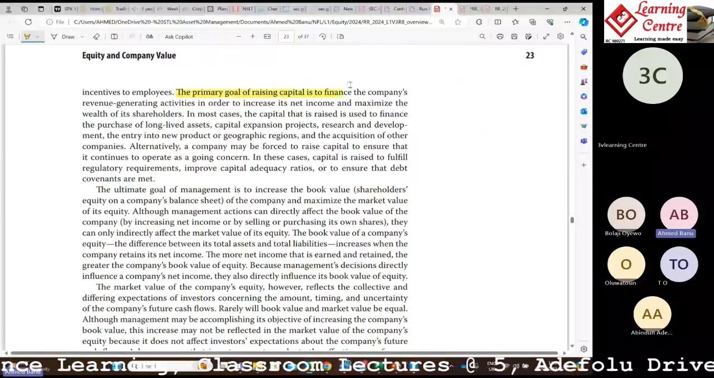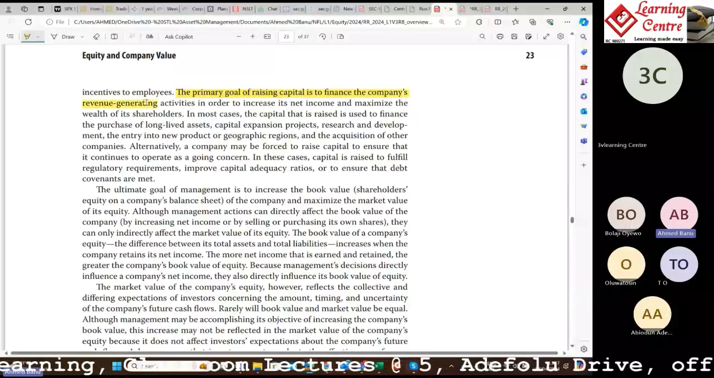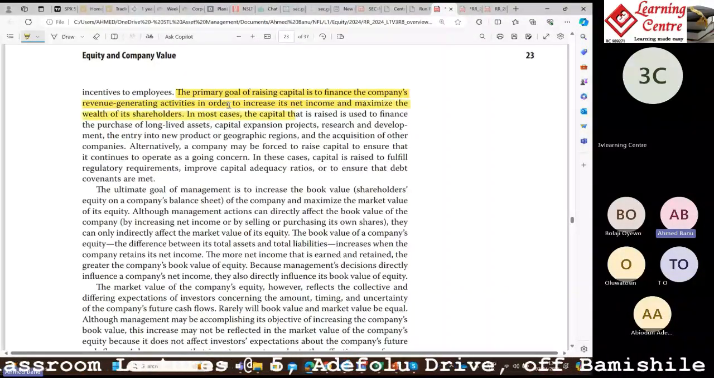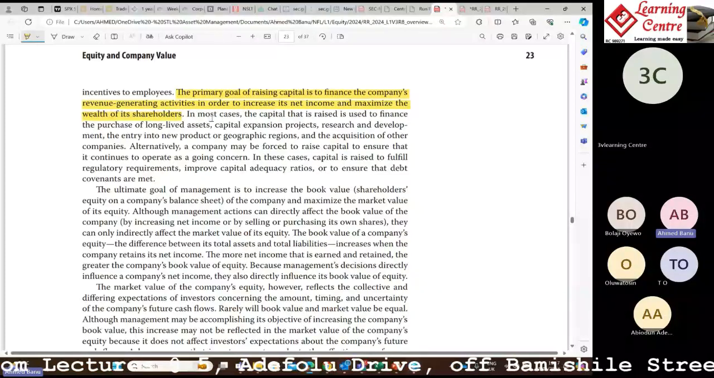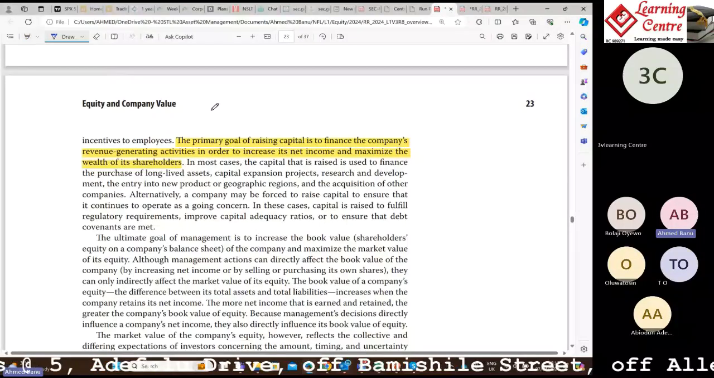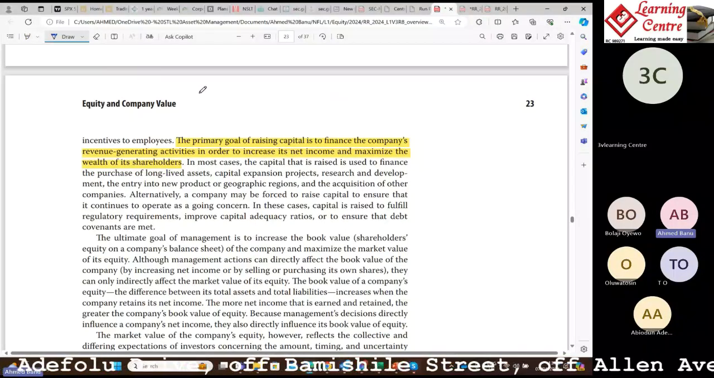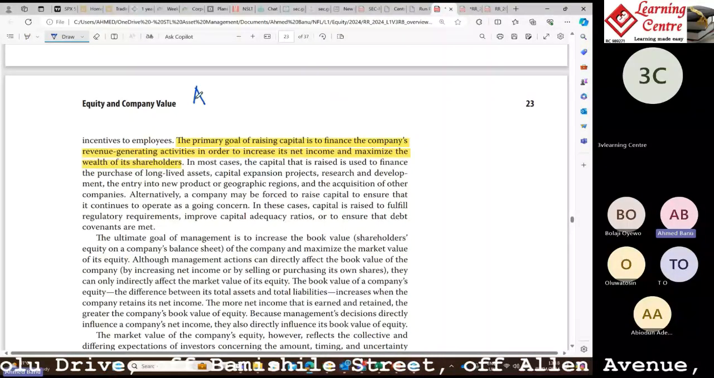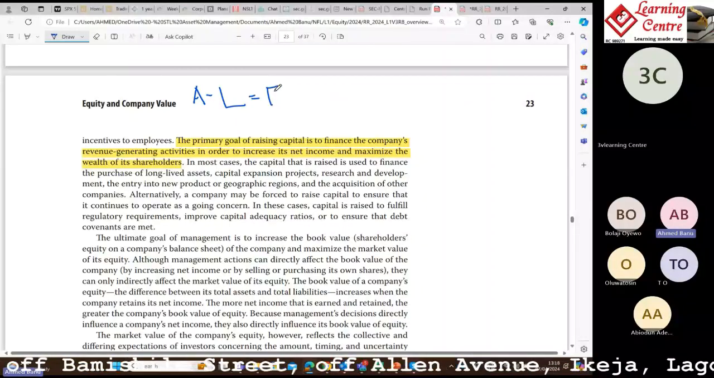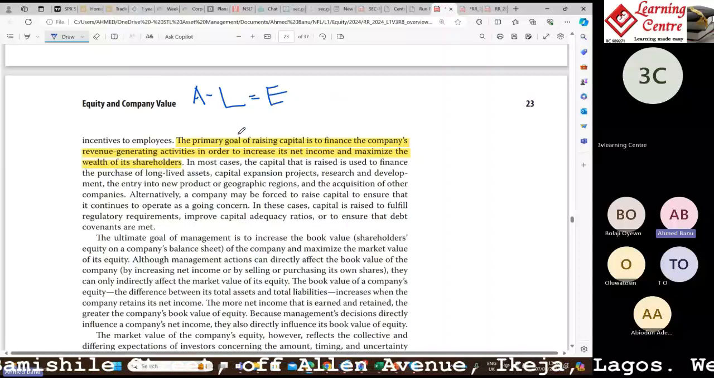The primary goal of raising capital is to finance the company's revenue generating activity in order to increase its net income and maximize shareholders' wealth. Now, remember what I said: in a company, what is your net worth? Accounting 101: assets minus liability equals your equity.